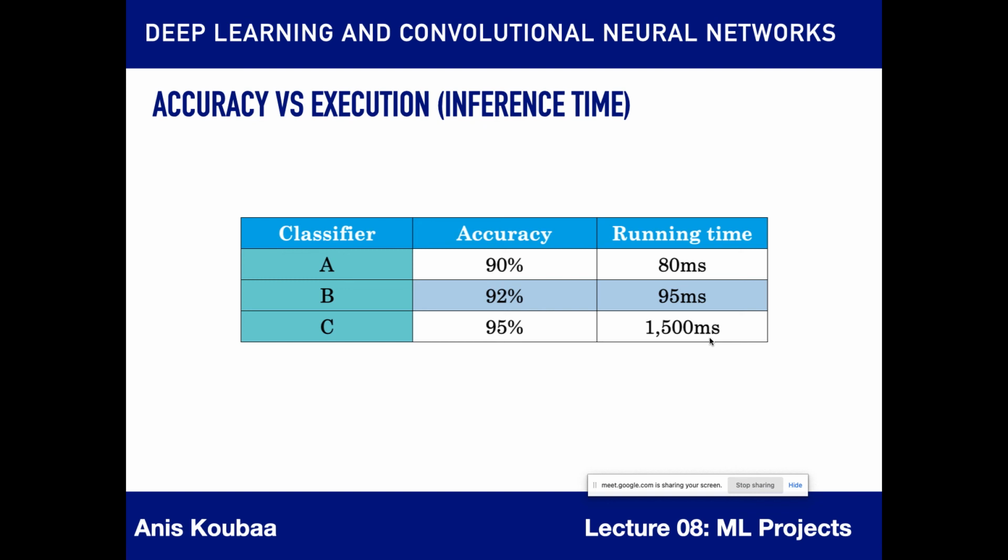Now if you need very real-time performance, in this case maybe you can sacrifice some accuracy. It depends on the real-time inference performance. Especially, for example, if you are predicting on video frames and you want to process 20 frames per second or 30 frames per second, and you cannot do this with 1.5 seconds per frame. If you spend 1.5 seconds per frame, it will be even lower than 1 frame per second, which is very low.